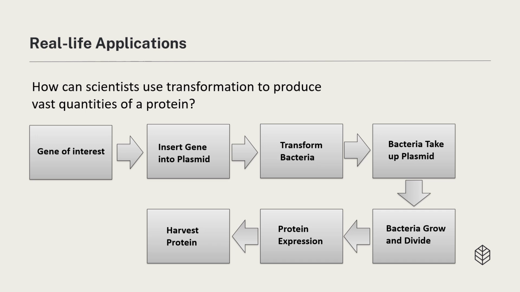Also, as the bacteria grow and divide, they replicate the plasmid, resulting in many copies of the gene and vast amounts of protein. Actually, this method is already widely used in biotechnology to produce proteins such as insulin and enzymes.